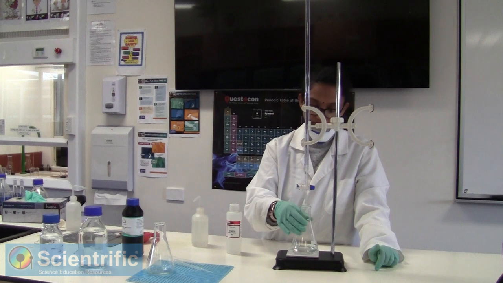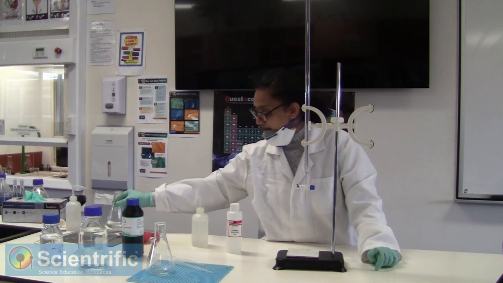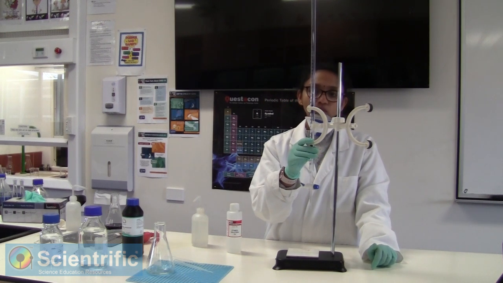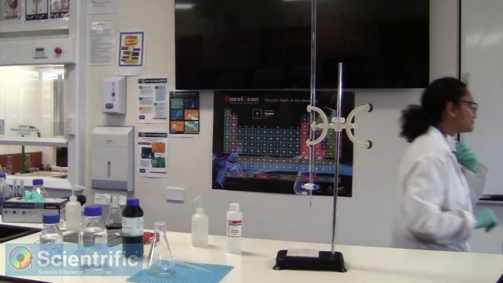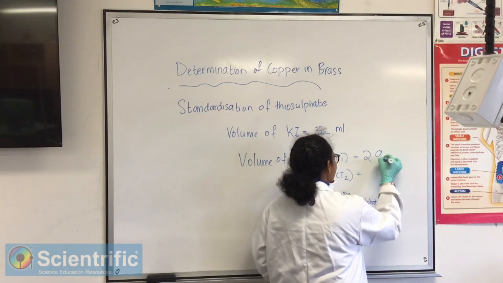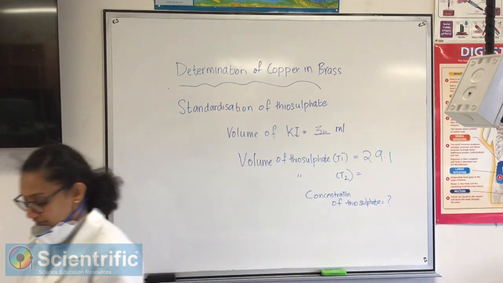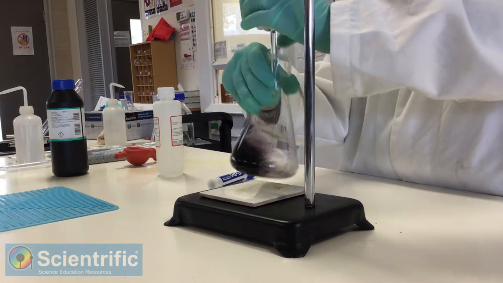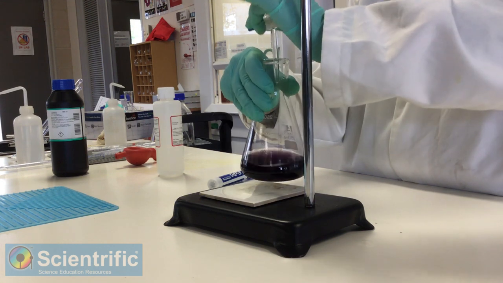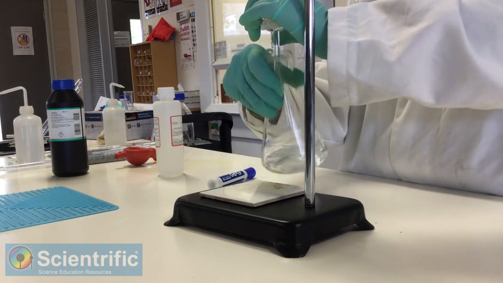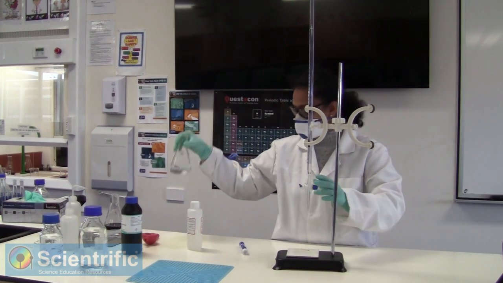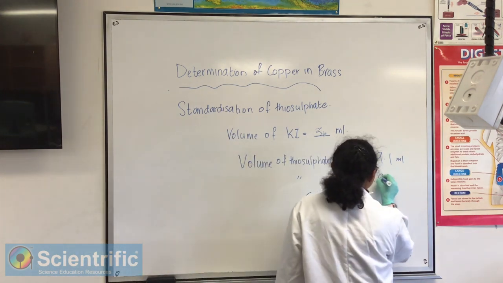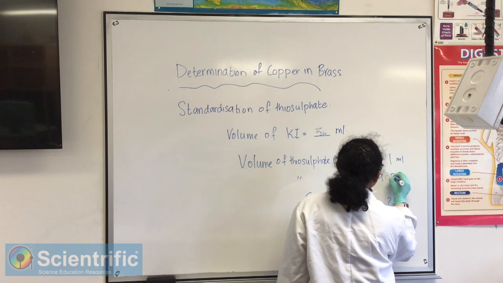Okay. That's an end point for us there. So that comes to 29.1 mil. So that's because we had to change the solution, we had to redo both the experiments. Now we need to do the second one. That's about there. Yes. And that's our end point. And that comes to around 9.2 mils.